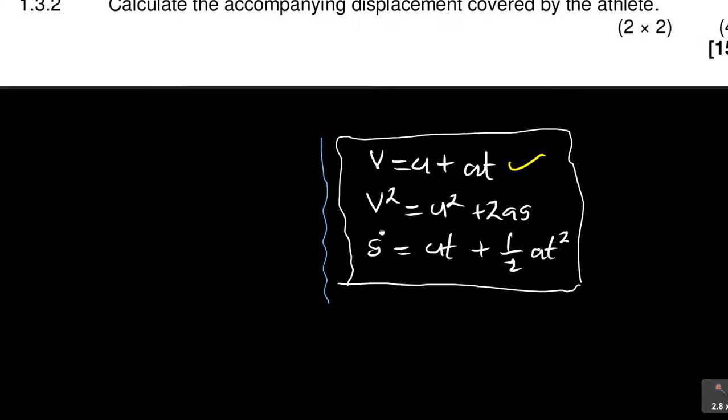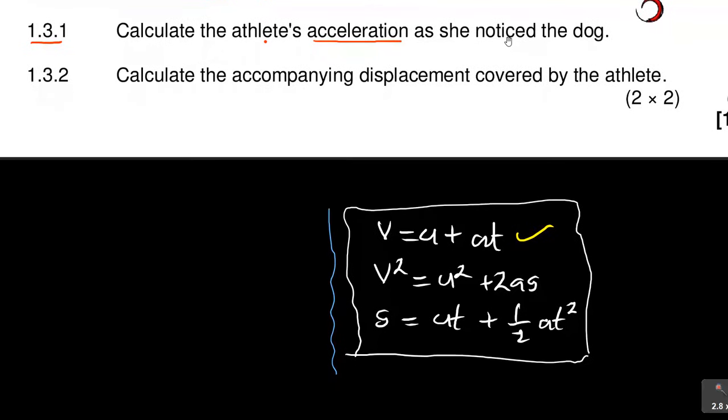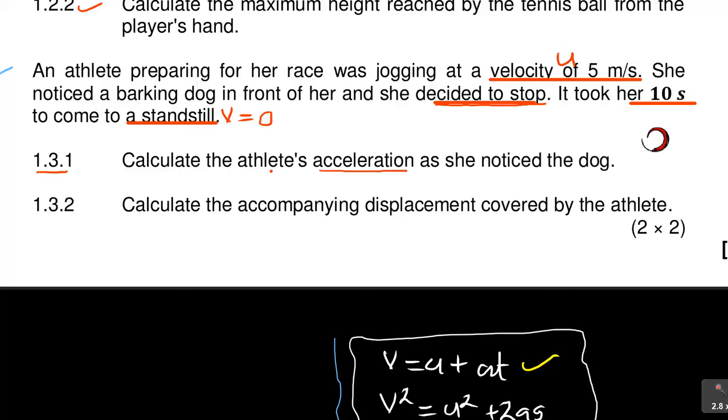So let's look at this. The question says, calculate the athlete's acceleration as she noticed the dog. We have an athlete that is running, initial velocity. So for the athlete, U is equal to 5 meters per second, and they're saying it took 10 seconds to come to a standstill. So the time taken is 10 seconds, meaning from 5 meters per second to a final velocity of 0 meters per second, it took her 10 seconds.